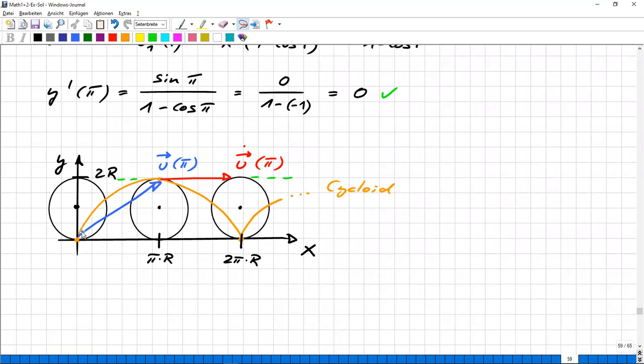Also, even for symmetry reasons, it's quite easy to see that this must be a maximum point of this curve. So it's quite clear that the tangent would have a slope of 0. This is the green dotted line here.